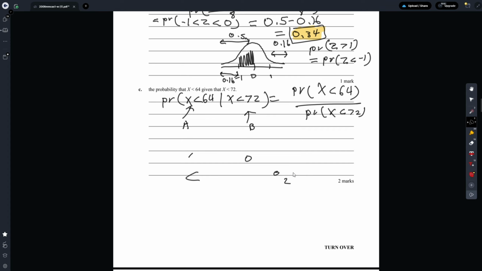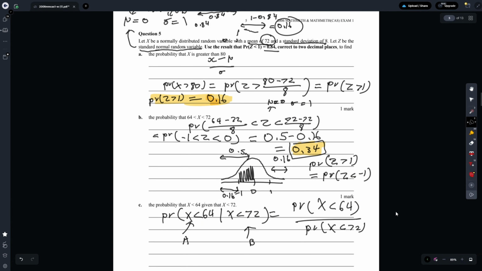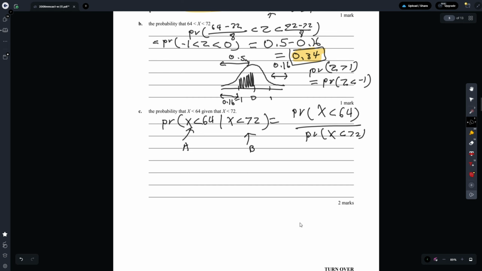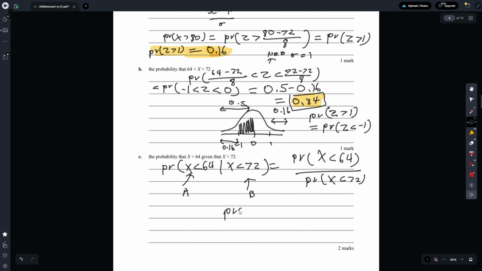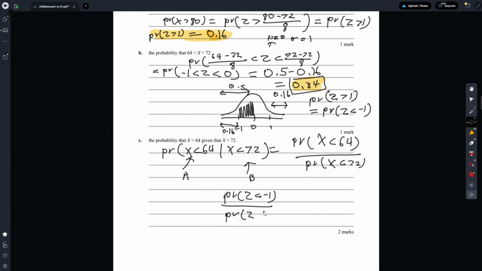What we have here now is the probability X is less than 64 over X is less than 72. And look at these numbers. 64 here, 72, 72. Well, typically VCAL wouldn't make you do extra work by doing everything out. So we can actually take a shortcut and look back at our question. You can see that 64 actually turns into a Z value of -1. The probability is Z less than -1 over, you can see that 72 actually turns into a Z value of 0, less than 0.